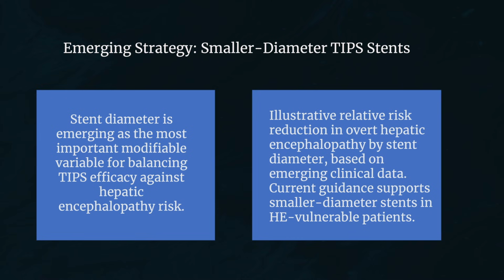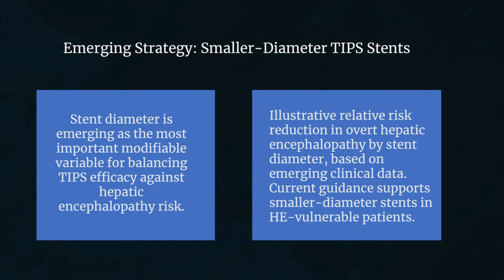And then lastly, we're just going to touch a little bit upon the concept, or I would say emerging concept, of using smaller diameter TIPS stents and looking at the data on whether stent size alteration or essentially reduction can help balance pressure reduction with hepatic encephalopathy risk. And so there's emerging work that's happening in this space. And what we've seen is that this may in fact end up being the most important tool we have to balance the effectiveness of the TIPS versus the safety.